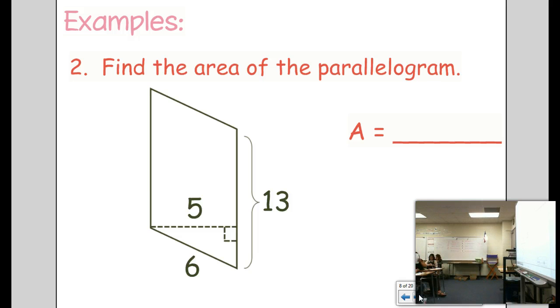What'd you get? Alea, which number are we not going to use to find the area? Not using it. Very good. 6 is not the base and it's not the height. So don't accidentally use it. It's not the base, it's not the height.